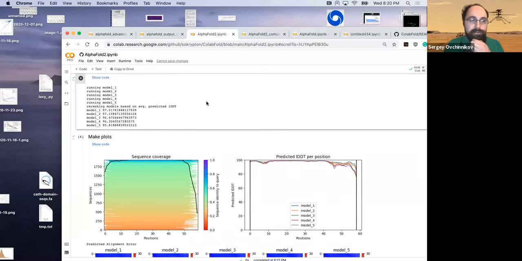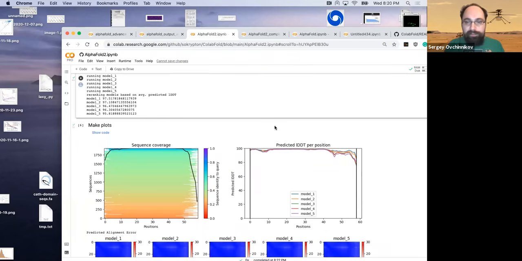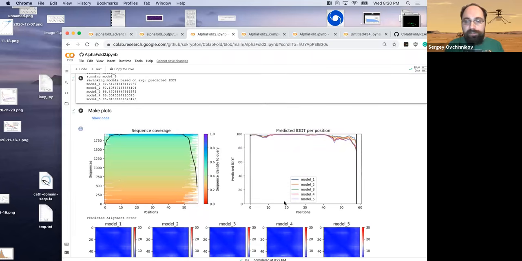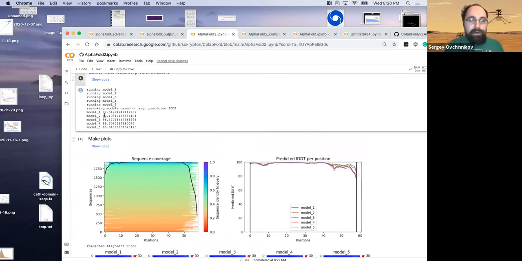Okay, so the run has finished, so I'll explain what these plots are now. First off, this is the plot that I've shown you guys during the slides, where this is the number of positions, this is the predicted LDDT. In this case, we ran 5 different models, and it ranked all 5 models from highest confidence to lowest confidence. In this case, they're all pretty confident.